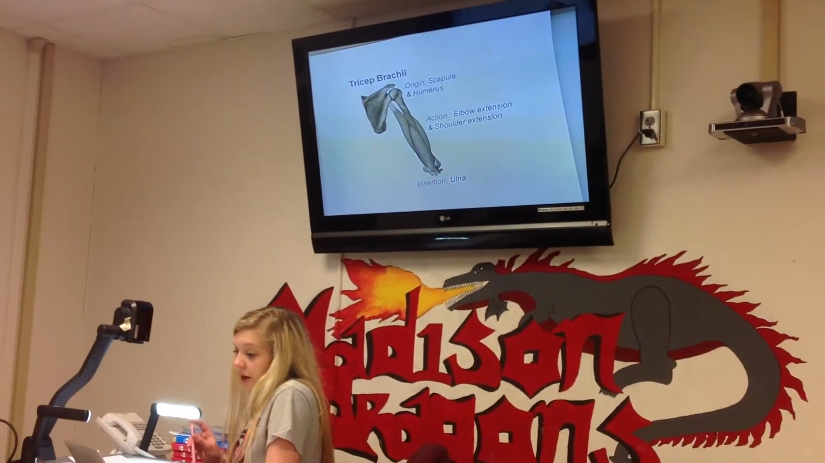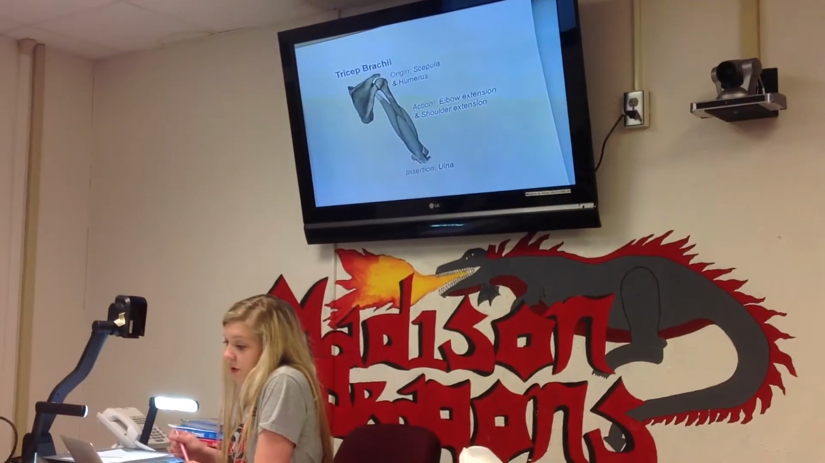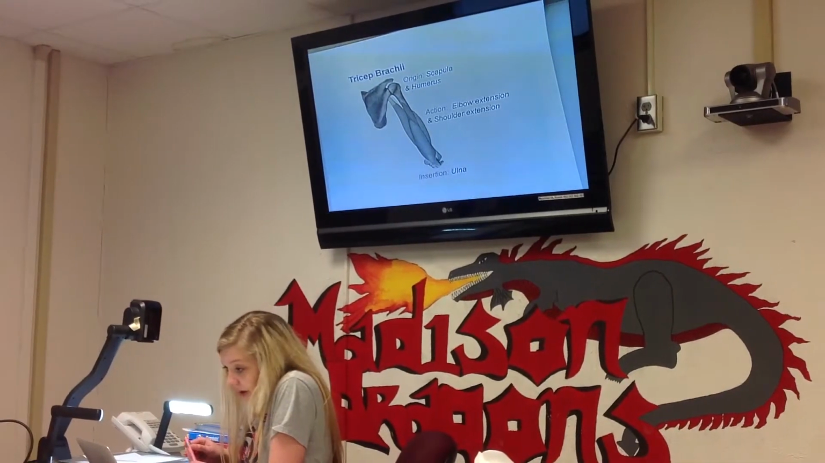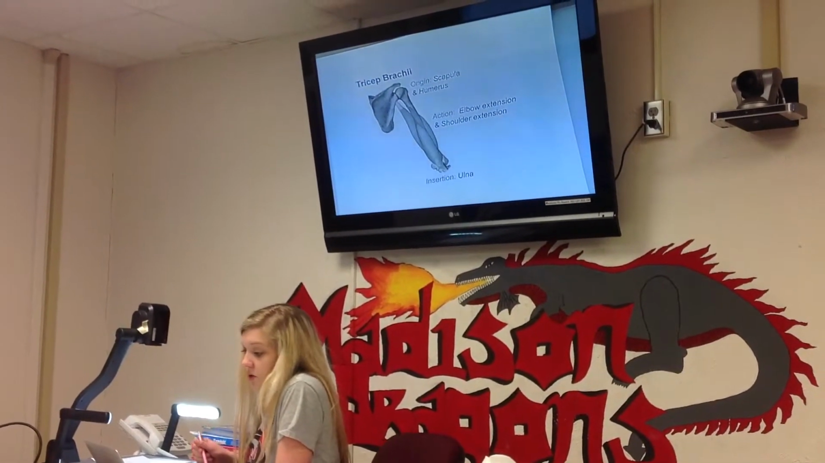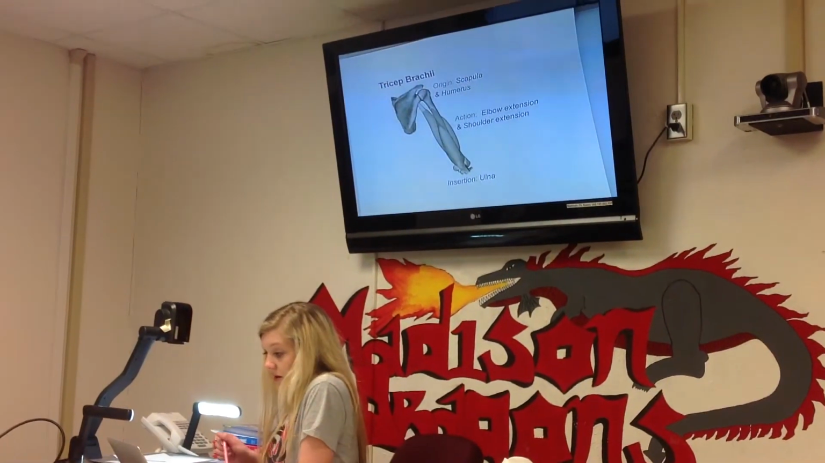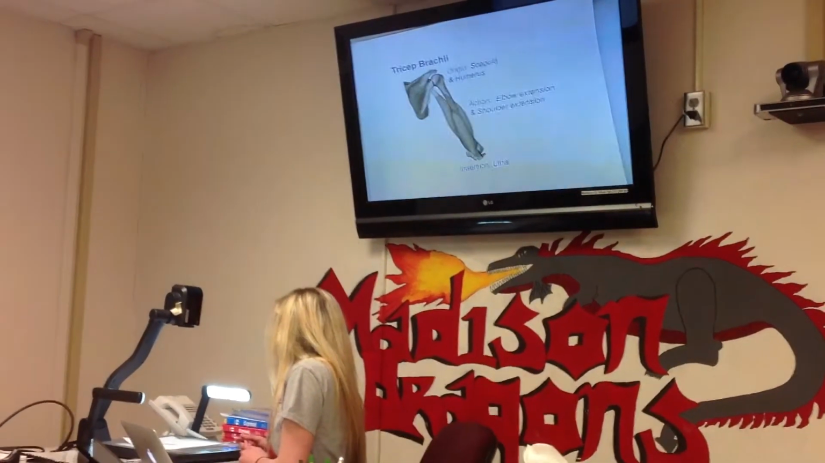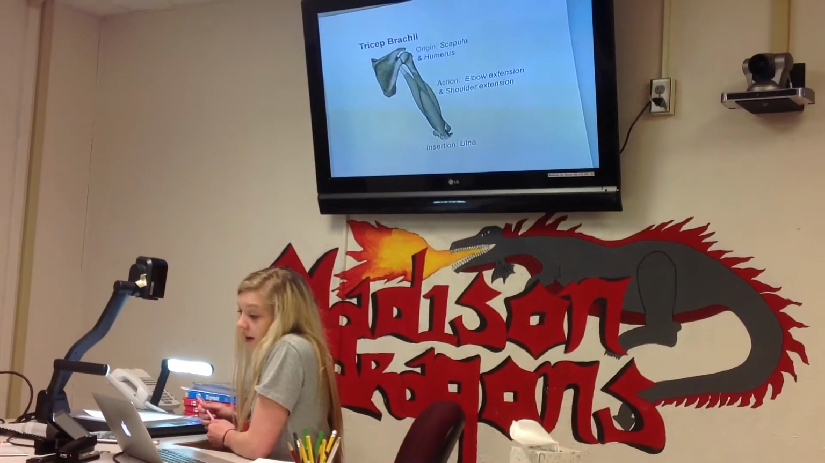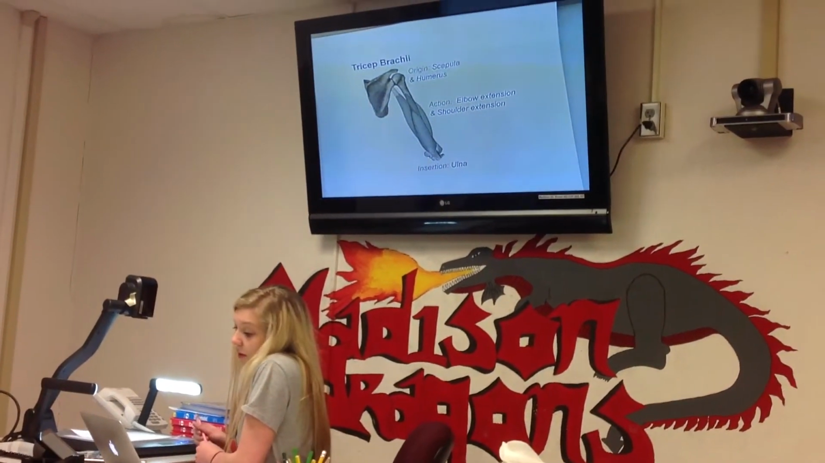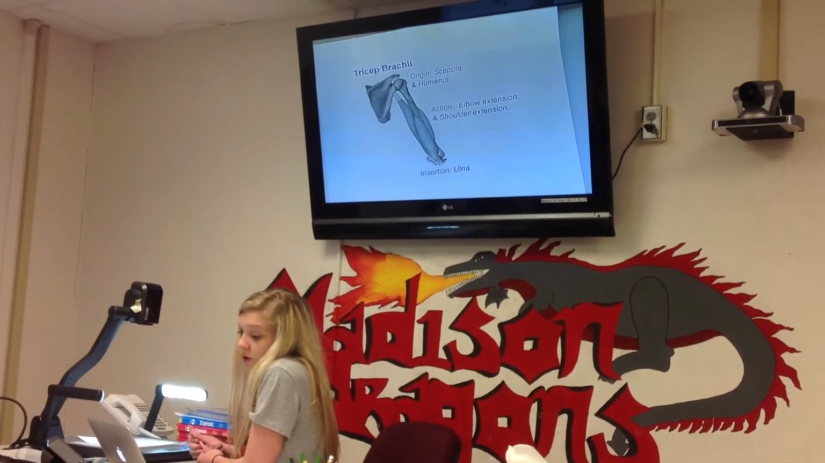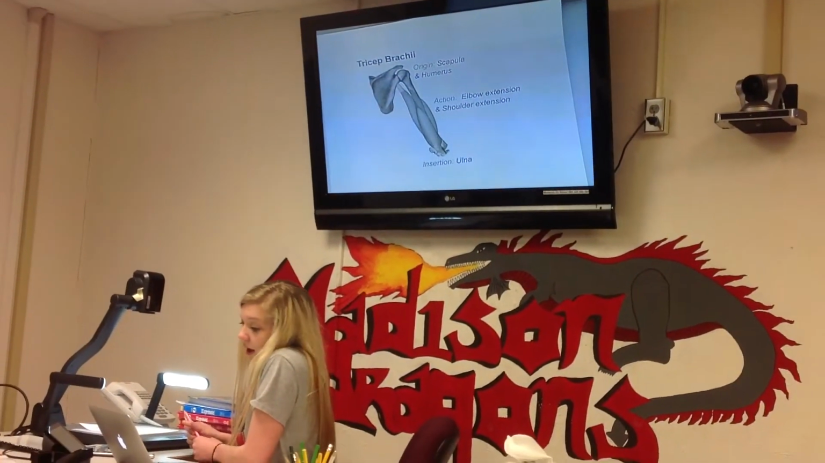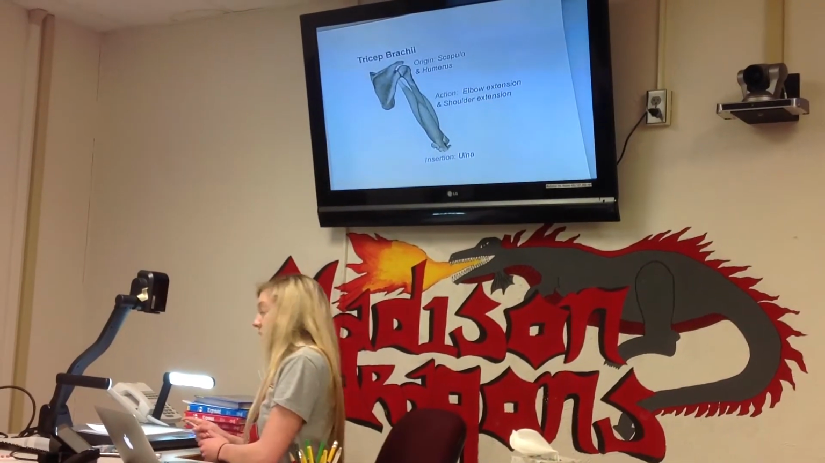The triceps brachii. The origin, tubercle below the glenoid cavity and lateral and medial surfaces of the humerus. The insertion is the olecranon process of the ulna. The action is it extends the elbow. The agonist is the triceps brachii, and the antagonist is the biceps brachii.